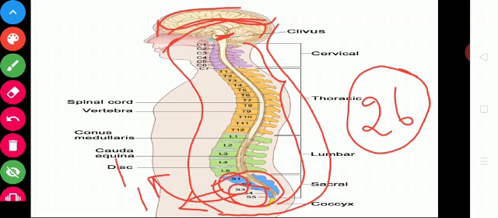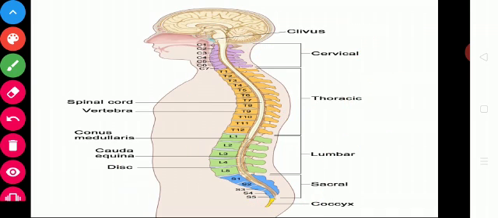Each bone is known as a vertebra. These vertebrae have a hole in the center. See this one, this is the hole in the center to let the spinal cord pass through. Through this hole, the spinal cord passes. The first vertebra is atlas.